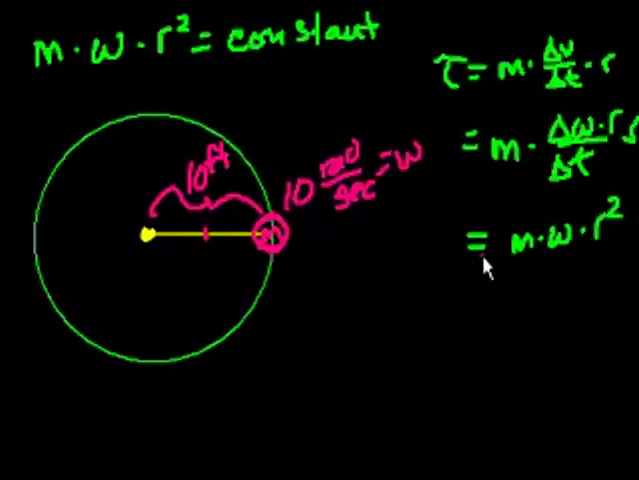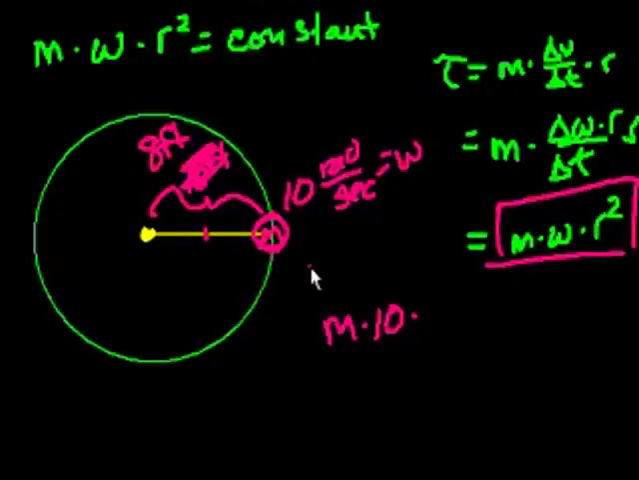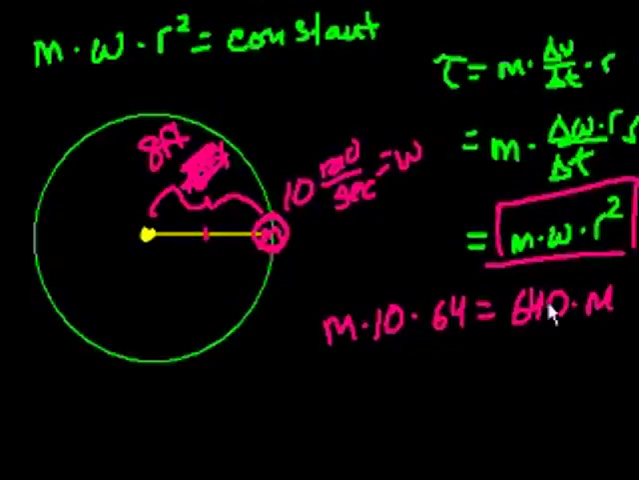So what's its current angular momentum? That's what this term right here is, angular momentum. Well, it's mass times 10 times, actually let's make this radius a different number. Let's call it 8 feet, just so you know what I'm doing. So its angular velocity is 10, and then its radius is 8, so times 64. So it equals 640 times the mass. This is its angular momentum, right?